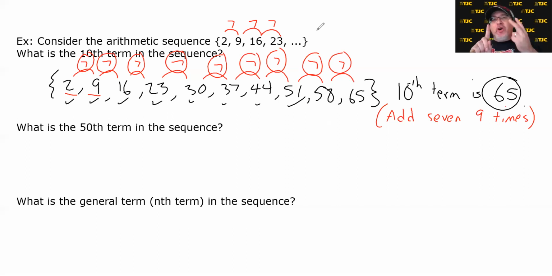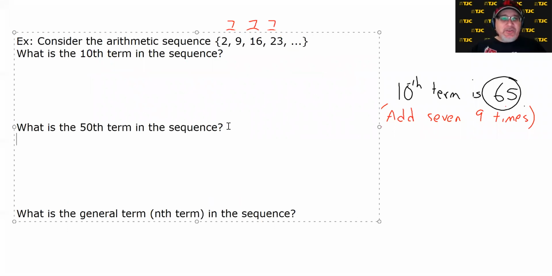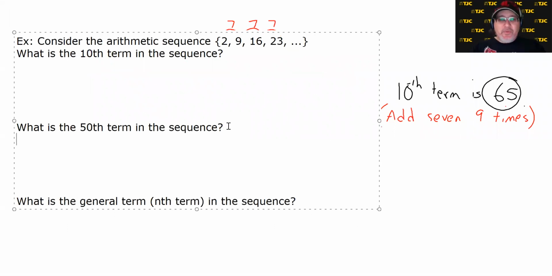Adding the first 7 takes us to the second position. Adding the second 7 gets us to the third position. Adding the third 7 gets us to the fourth position. So to get to the 50th position, we will only have to add 7 49 times. So does that mean we're going to add 7 49 times? Well, not really, because there's some arithmetic that can help us with this.